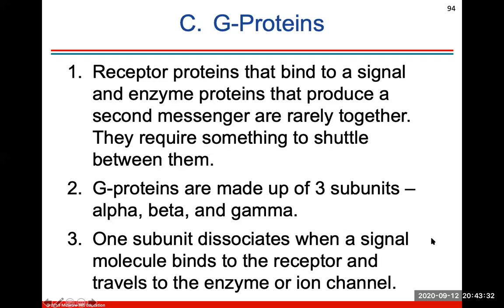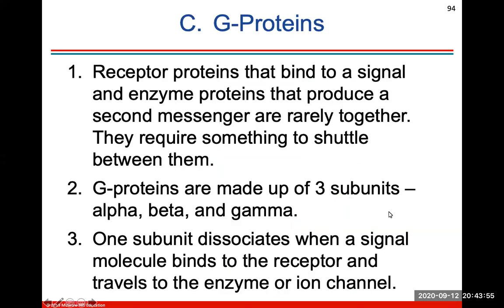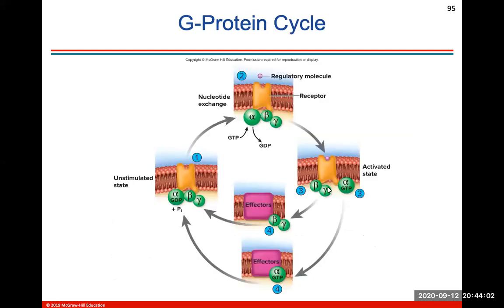So G proteins, receptor proteins that bind to a signal, and enzyme proteins that produce a second messenger are rarely together. They require something to shuttle between them, which is a G protein. So that's why G proteins are important. They'll be kind of this 3 piece alpha, beta, and gamma subunit, which makes up a G protein. One subunit will dissociate when a signal molecule binds to the receptor and travels to the enzyme. So this is a G protein. It just helps this messaging process.